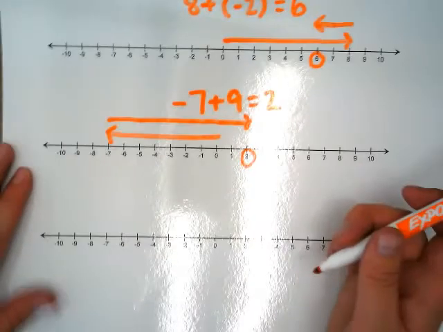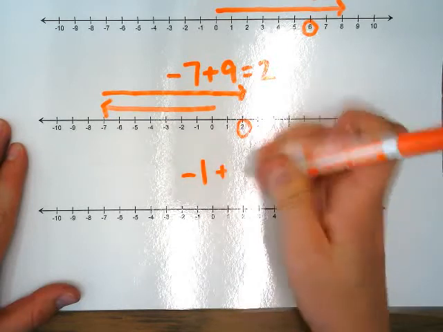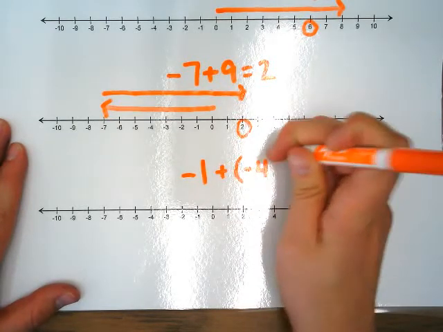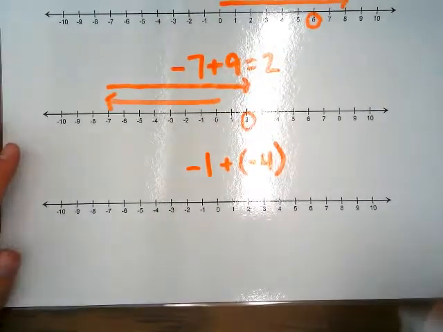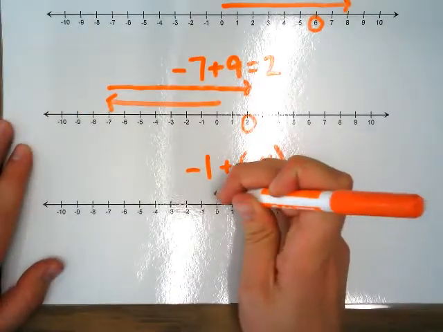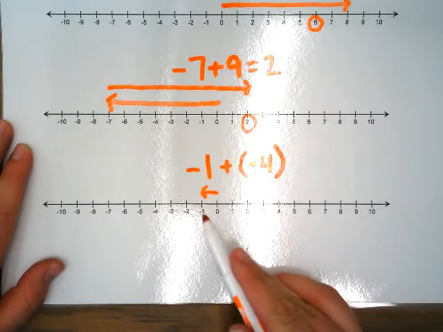Let's do one last example. Let's say I have negative 1 plus a negative 4. Again, I'm going to start at 0 and go to my first number, which is negative 1.